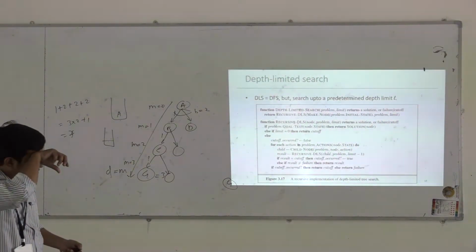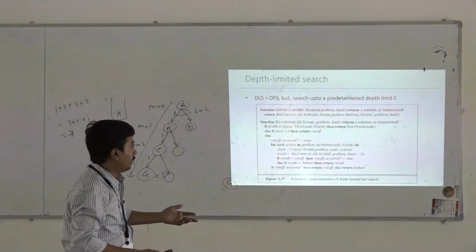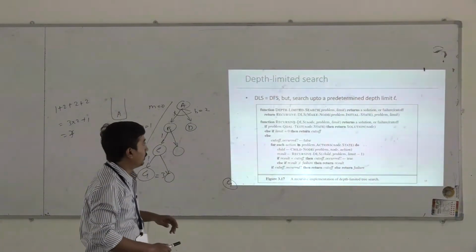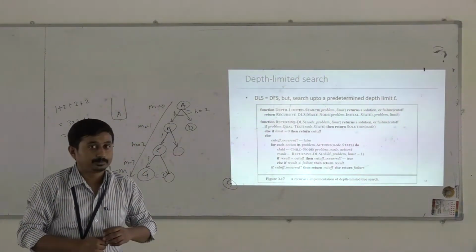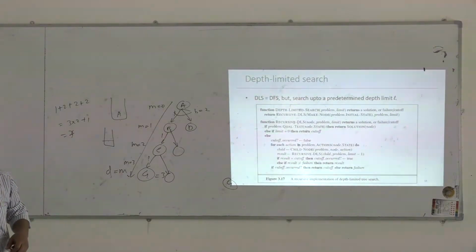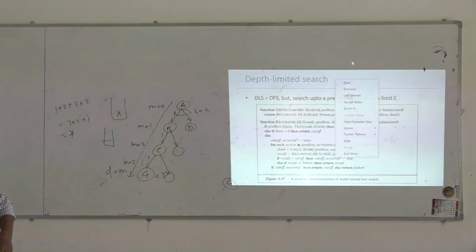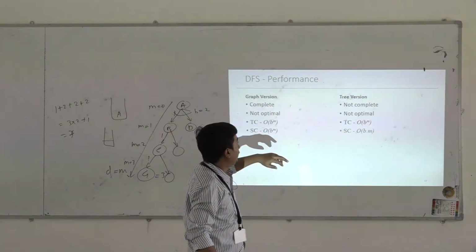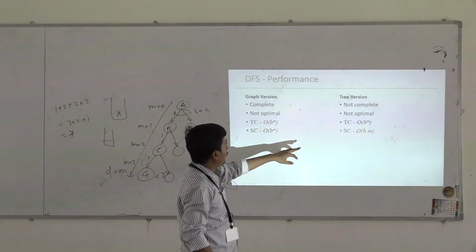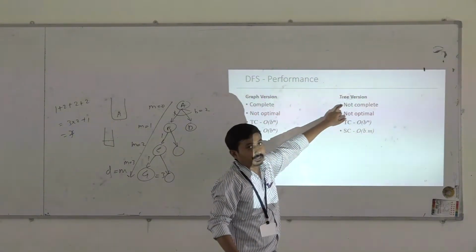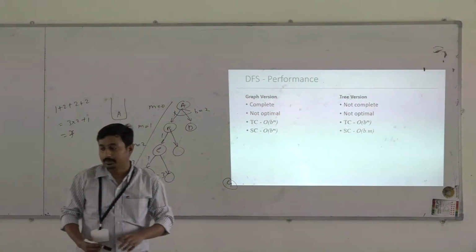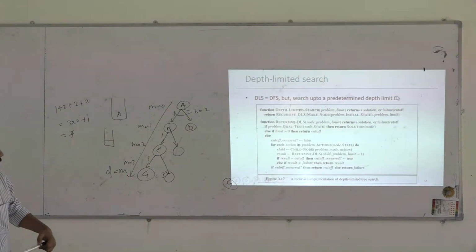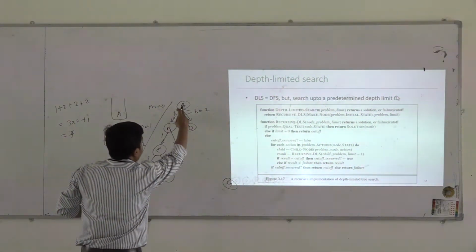So we are going to see variants of DFS, but we will use only the tree version of that. So we will not use the explored state here. Next one is depth limited search. Now, what was the drawback of DFS? It was not complete and it was not optimal. This was the drawback of the tree version.